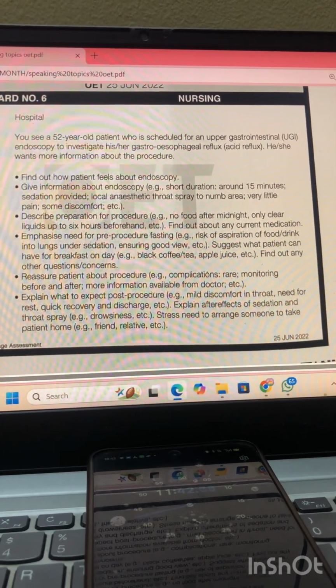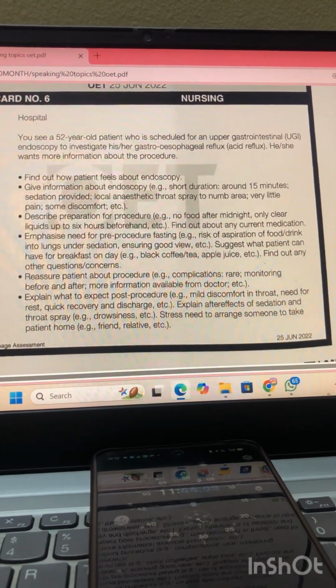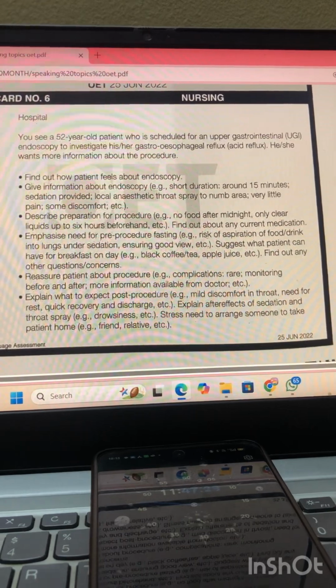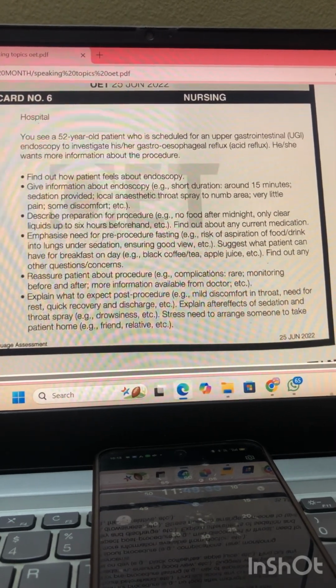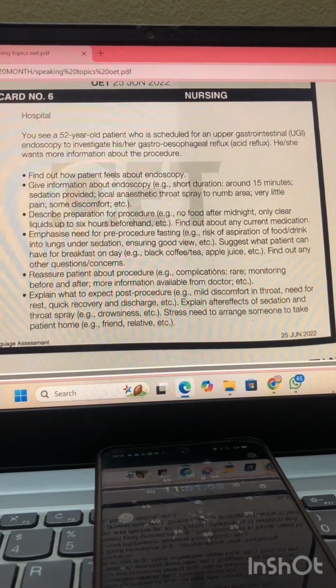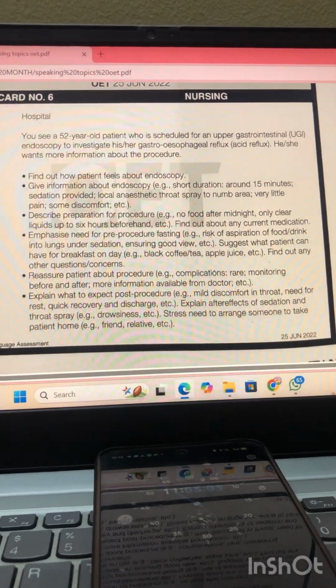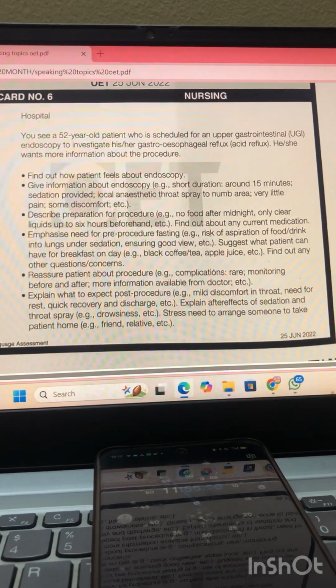So the patient will say, yes nurse, I have a concern that since you have said that I'm going to have an endoscopy inside my throat, which is a very different experience I'm going to have. So do you think I will have a problem after the procedure?